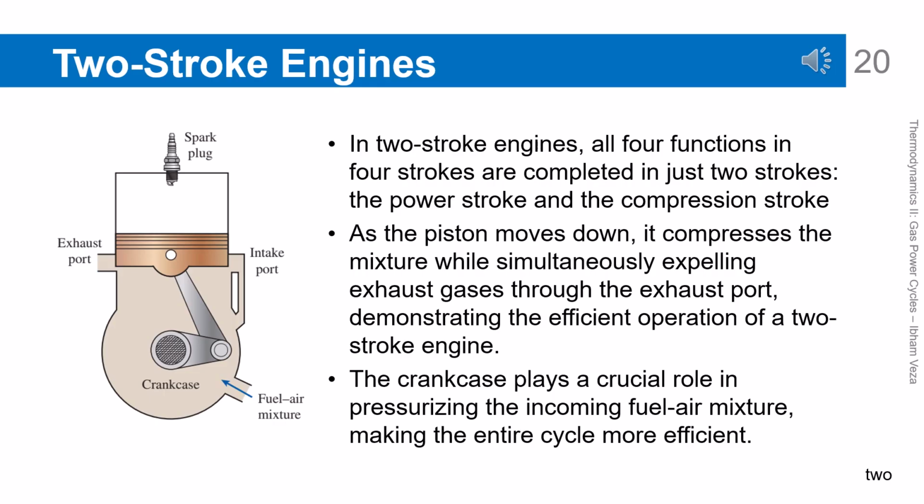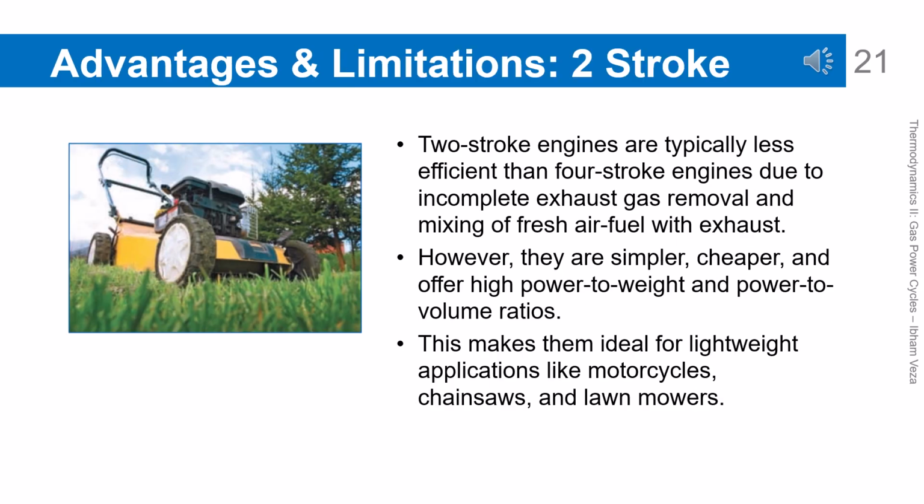Efficient operation of 2-stroke engines. In a 2-stroke engine, all main processes are completed in only 2 piston movements. Compression and power occur almost simultaneously with intake and exhaust. The crankcase is used to help pressurize the air-fuel mixture into the cylinder. This design makes the engine simpler and lighter. However, there is a trade-off in efficiency and emissions.